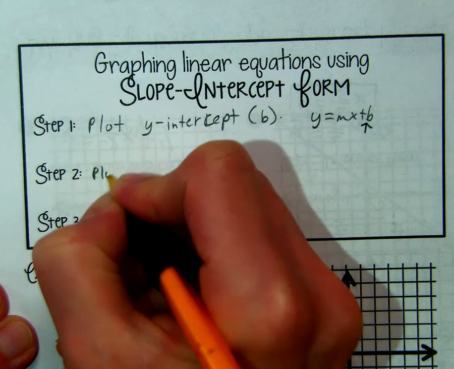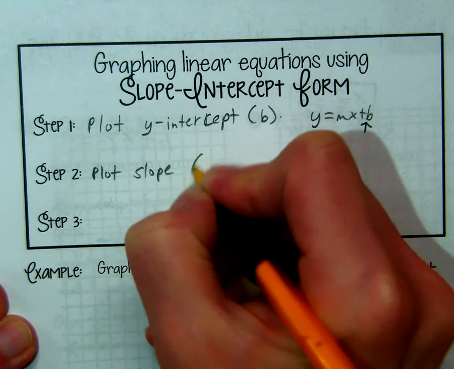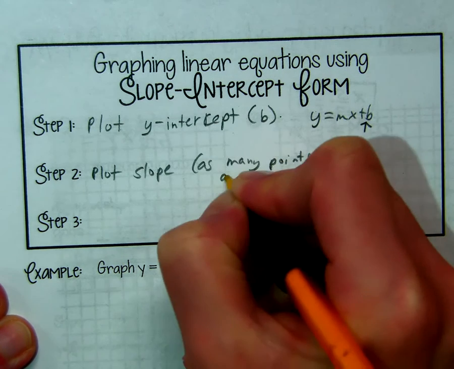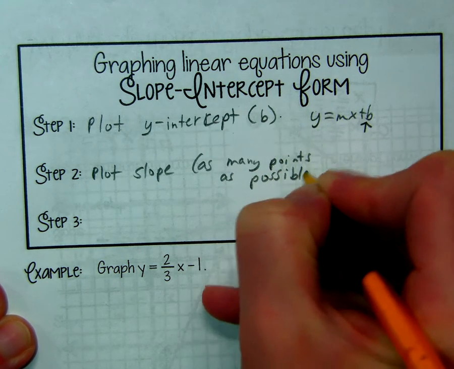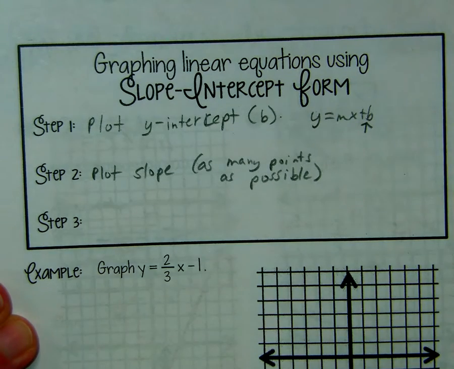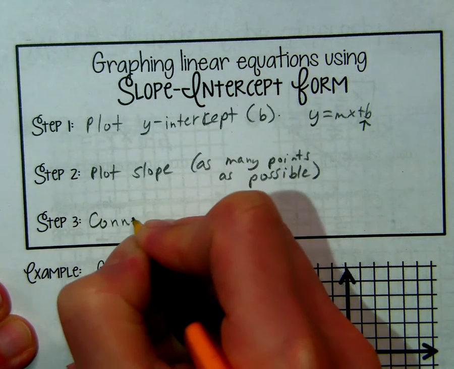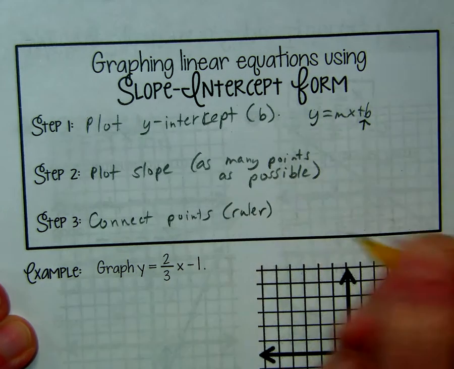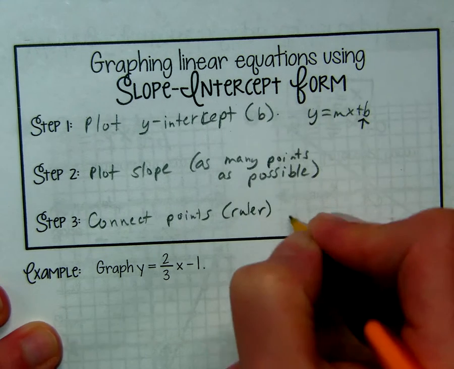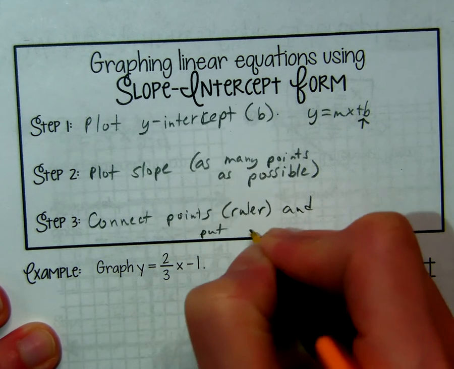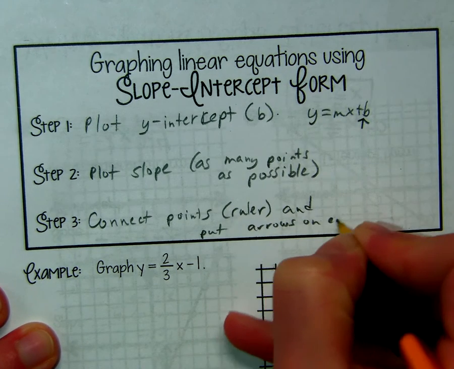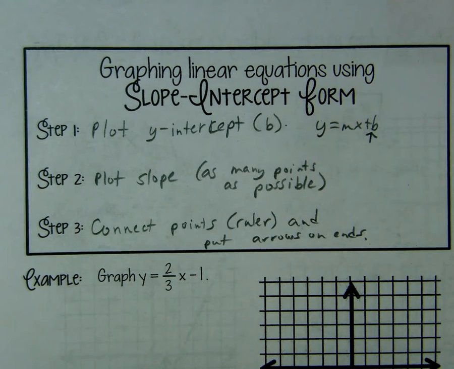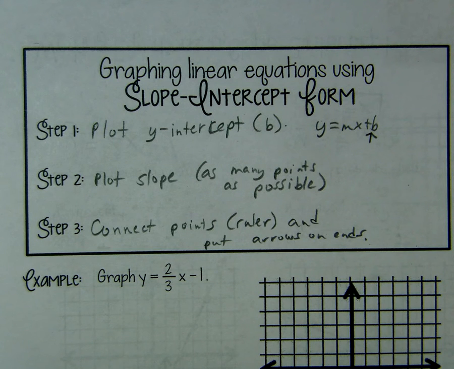Step 2 is to plot the slope, and we're going to say as many points as possible. We're just going to go all the way across the graph. And then step 3 is to connect the points, and theoretically you should use a ruler to make it a really nice straight line. And we're going to put arrows on the ends. So those are our steps. I'm going to pause for a second and find a ruler while you guys are writing this down.